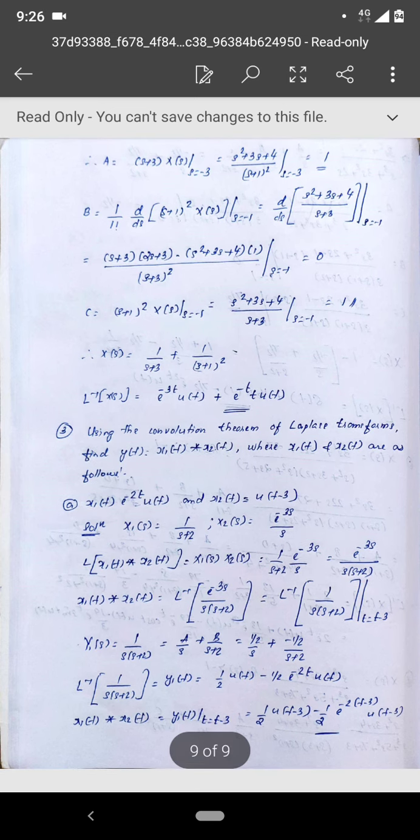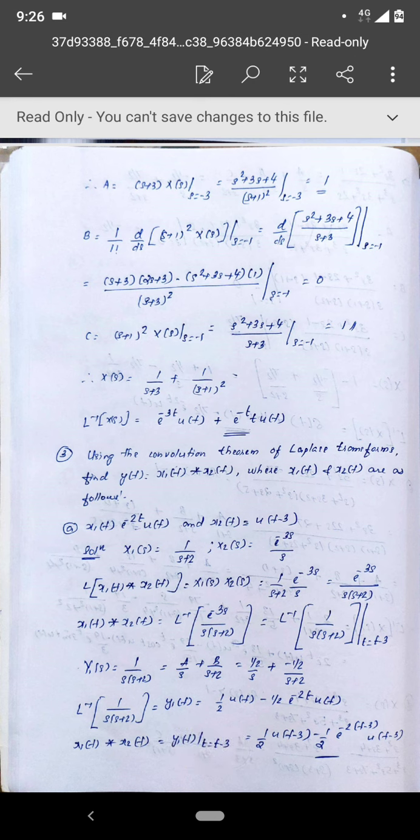Then as usual, you can find the partial fraction expansion, and you can find a and b. I have not done it here purposefully, because you can find it. A will be half and b will be minus half. Then if you find the inverse Laplace transform, I just consider this as a temporary result, that is y1 of t, that is half u of t minus half e raised to minus 2t u of t. So what will be the final result? In this inverse Laplace transform, t should be replaced by t minus 3. If we substitute t is equal to t minus 3, we get the last result. That is the convolution of those two signals in time domain.